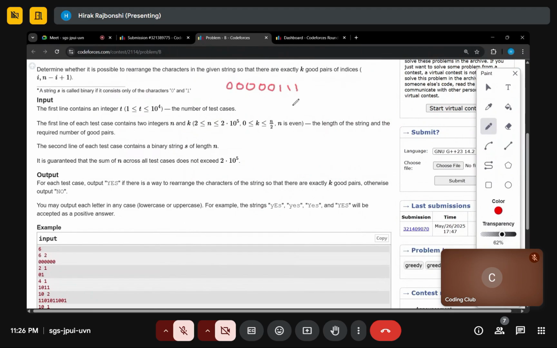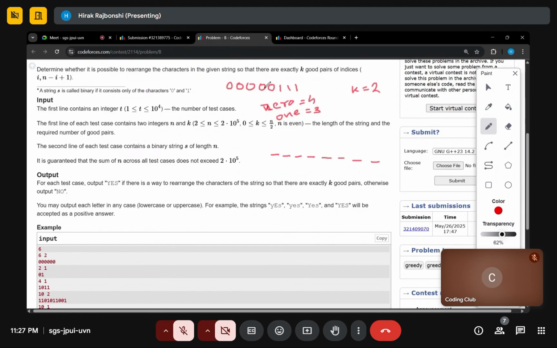Given the string, the number of 0s will be 4 and the number of 1s will be 3. And we need to make exactly two good pairs. Okay, so clearly, 5 6 7.